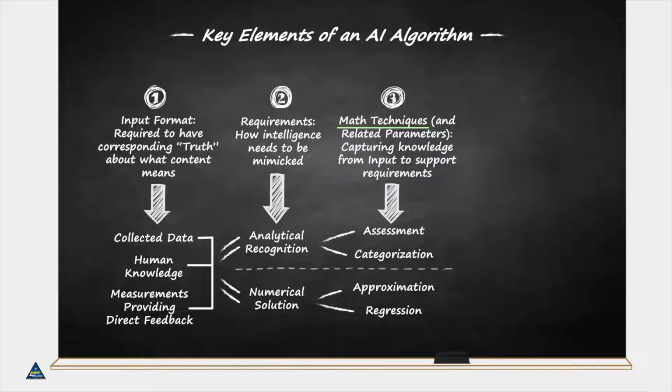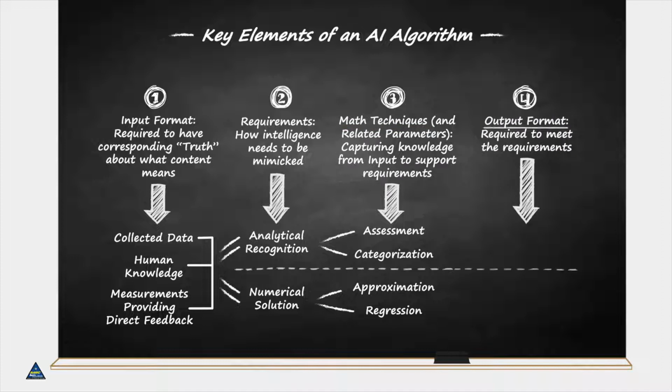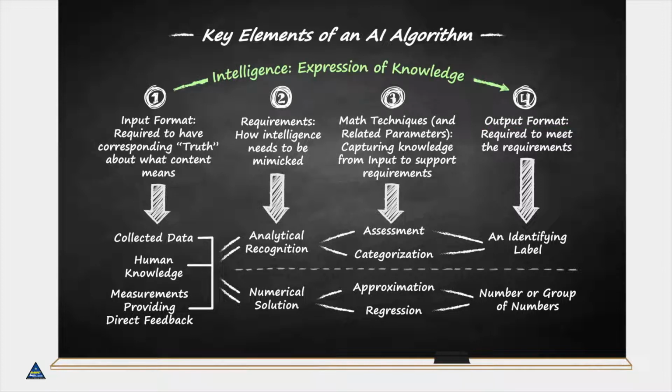The final element would be an output format. We know what's going to go in, we know the input format, we know what the requirements are for what we need to mimic, we have the mathematical techniques that we're going to use. Now, when it finally makes its decision, it identifies a label, comes up with a number, and when it's represented properly from the input to the output, you're seeing an expression of knowledge, right?